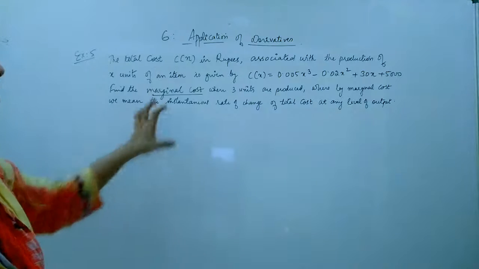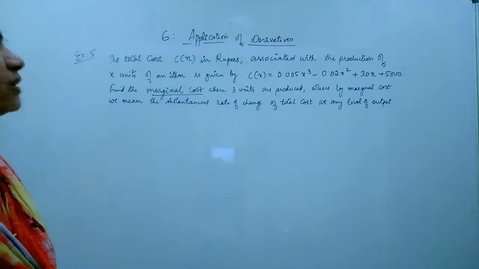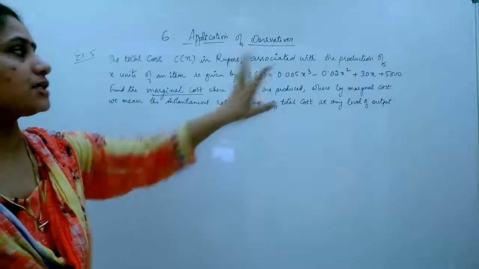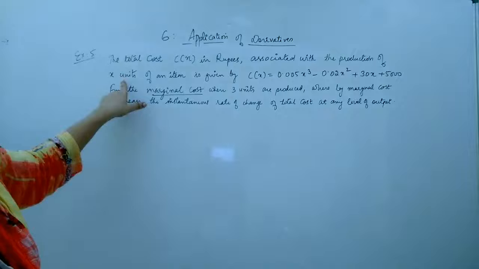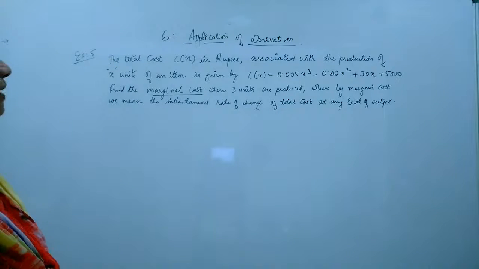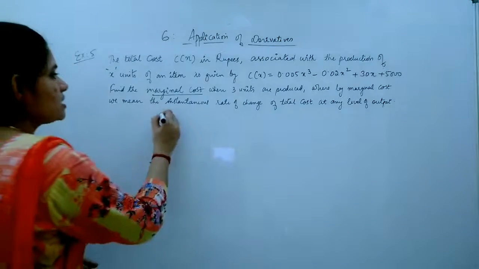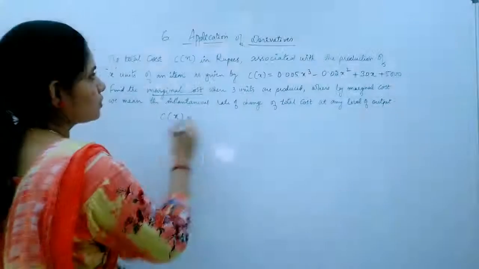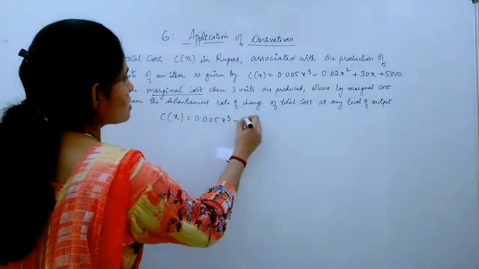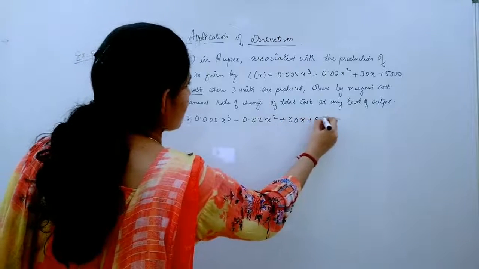So whenever the question asks to find the marginal cost or marginal revenue, you have to just differentiate the given function with respect to x. x units is your production, with the production of x units of an item, so you have to differentiate with respect to x. So first, the total cost is given to be 0.005 x cube minus 0.02 x square plus 30x plus 5000.